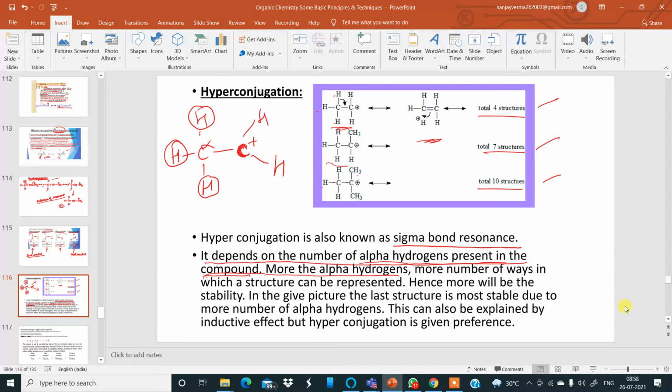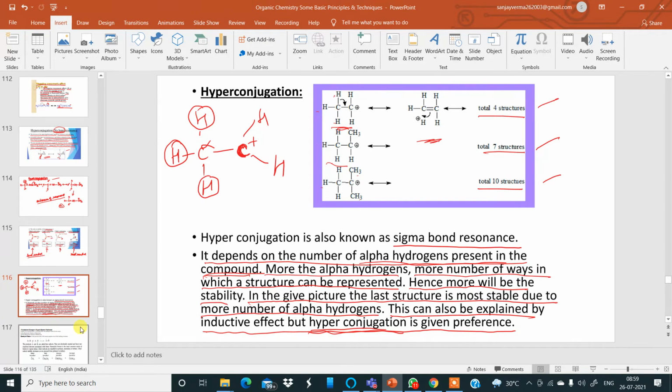The more alpha hydrogens, the more ways in which a structure can be represented, hence the more stability. In the given picture, the last structure is more stable due to more alpha hydrogen atoms. This can also be explained by the inductive effect, since methyl groups exhibit plus I effect, but hyperconjugation is given preference here. That's why hyperconjugation takes dominance over the inductive effect.